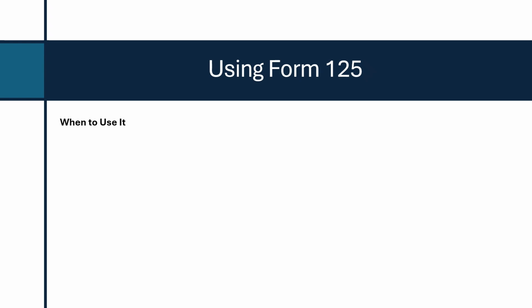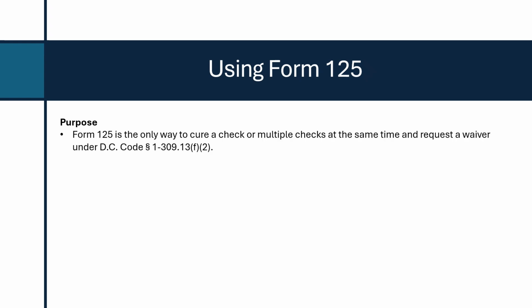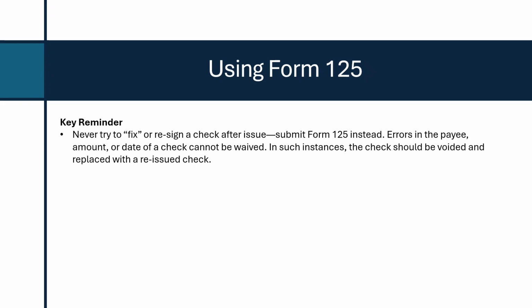Here's information on using Form 125. When to use it. A check missing a signature or memo. Or when the OANC notifies you of a violation. Here's the purpose. Form 125 is the only way to cure a check or multiple checks at the same time and request a waiver under DC Code. Here's a key reminder. Never try to fix or re-sign a check after issue. Submit Form 125 instead. Errors in the payee, amount, or date of a check cannot be waived. In such instances, the check should be voided and replaced with a reissued check.